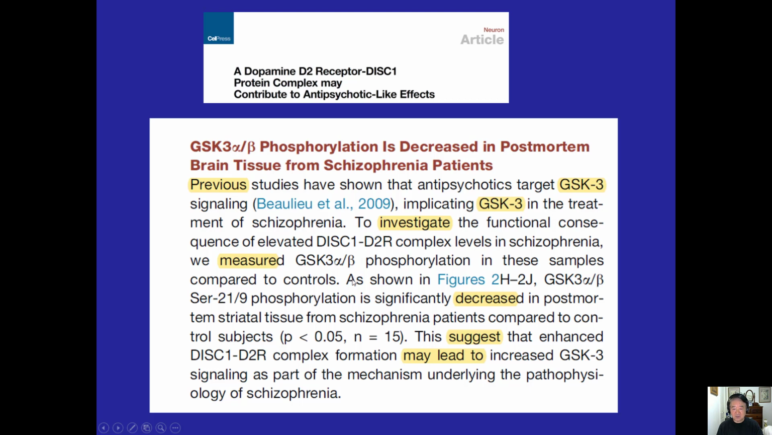Now this comes to the results. When we talk about the results, here they're talking about using a figure to demonstrate that the GSK3 alpha beta phosphorylation is significantly decreased. So decrease is the verb in the results section. After showing the decrease, they give the p-value, the n number. Then they say this suggests that may lead to. Therefore, you see this is very key, important to use the right verbs here.